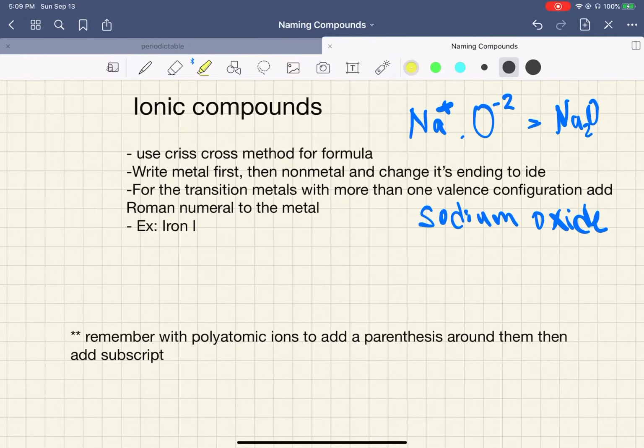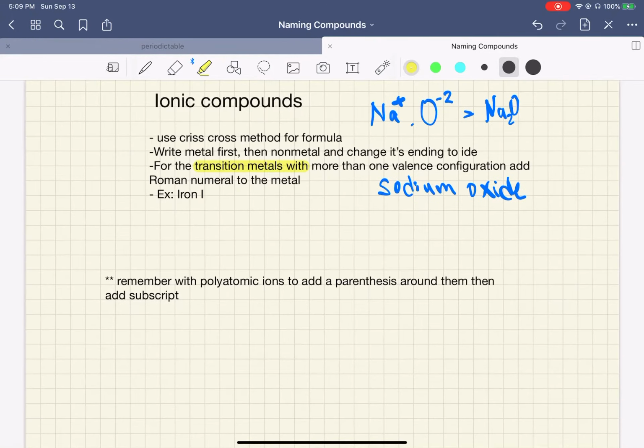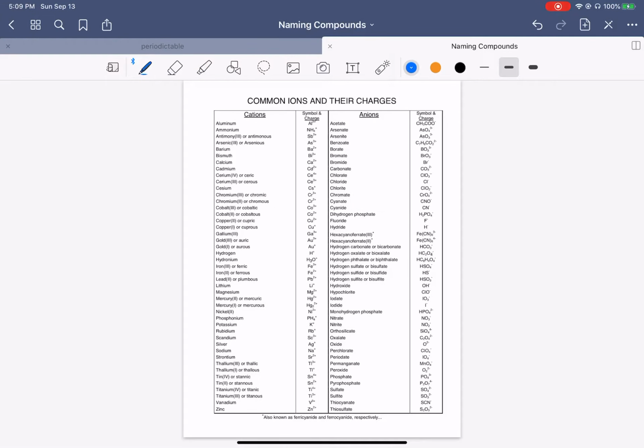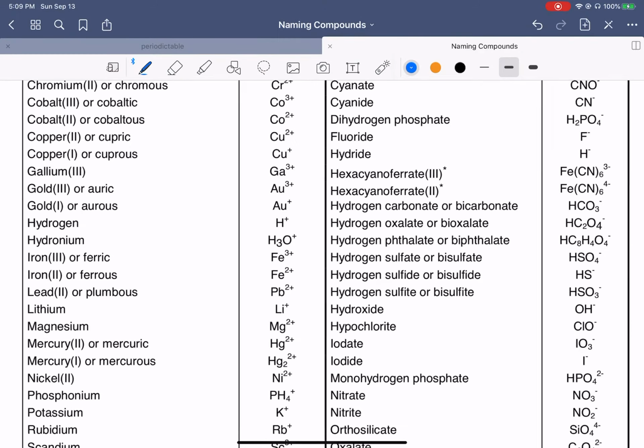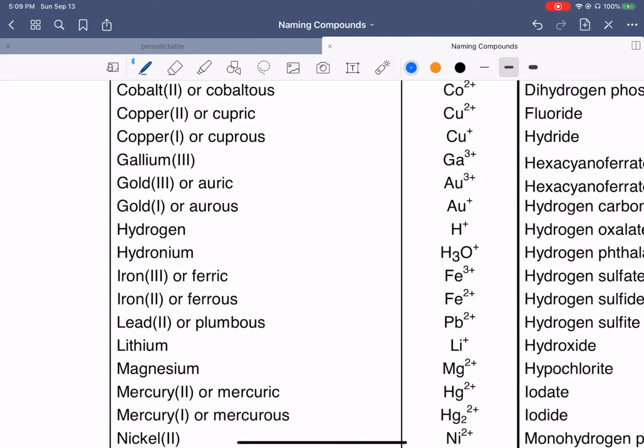For the transition metals, this is important. You need to add the Roman numeral. So for iron, if we take a look here, here are some transition metals here. I'm going to zoom in. I'm going to post this also in the classroom. We have iron 2 and iron 3. That gives us a +3 charge, iron 3. So you always want to make sure that you're using the right Roman numeral. And we don't really use ferric or ferrous or plumbic. These are all kind of old-fashioned. Those are Greek words.